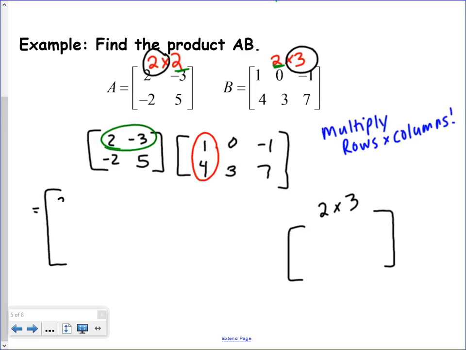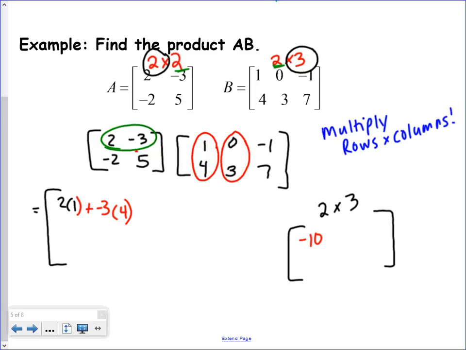That would be 2 times 1 plus negative 3 times 4. Try to keep it in black. Whatever that is, 2 times 1 plus negative 3 times 4, 2 plus negative 12, negative 10, that's my first entry in my answer matrix. To get the second entry in my answer matrix, this would be the first row and second column. Then I'm going to take my first row, 2, negative 3, and multiply it by my second column in the second matrix.